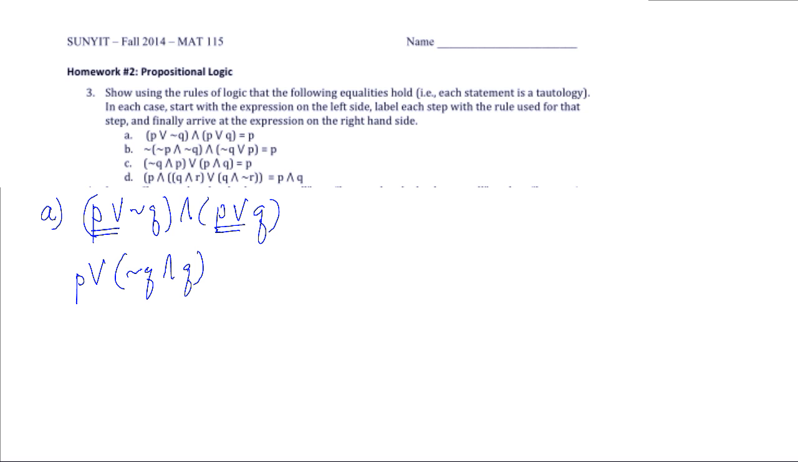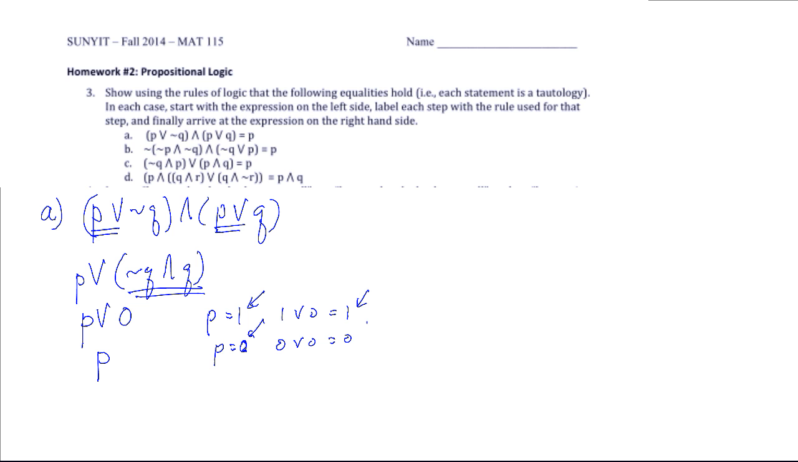But now I've got one of our standard things that we can see here, that this is a contradiction. So this is P or 0, and anything ORed with 0 is itself. If P happened to be 1, then I had 1 or 0, and that comes out to be 1. And if P happened to be 0, then I'd have 0 or 0, and that comes out to be 0. In either case, P ORed with a 0 comes out to equal P. Okay? So that's part A.